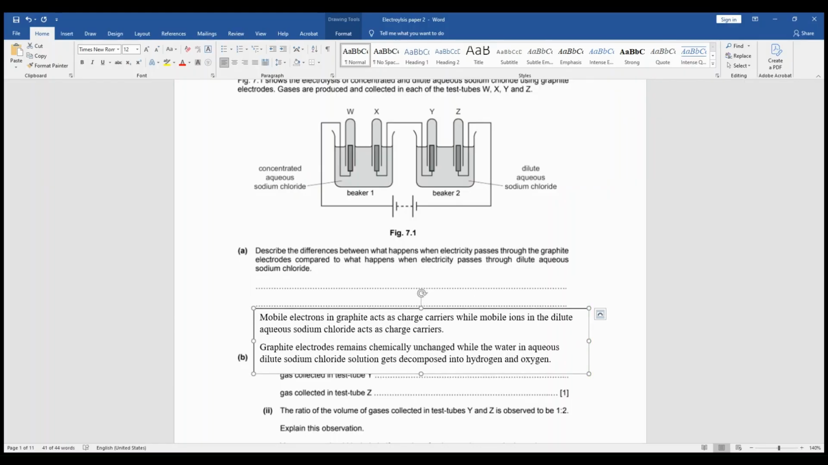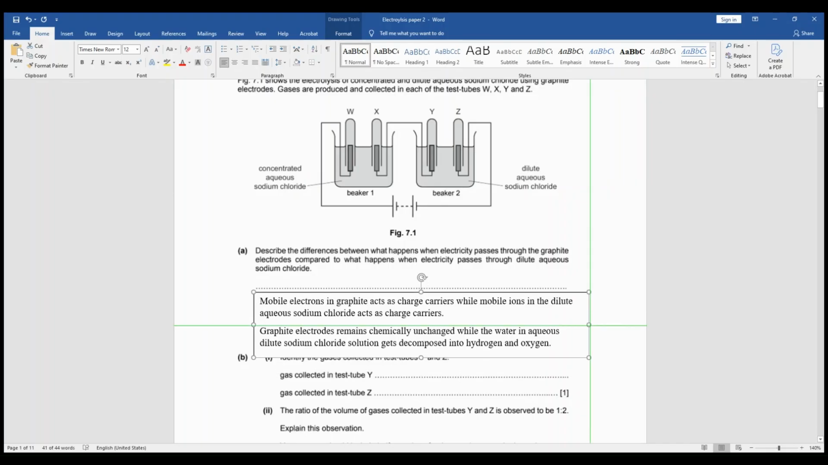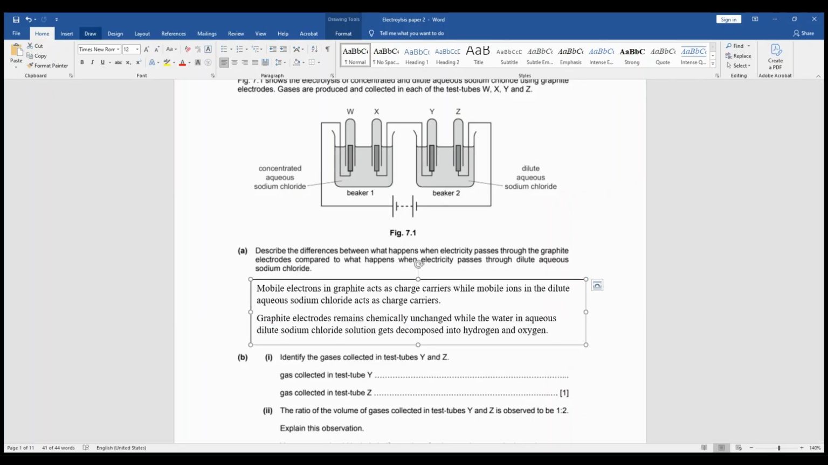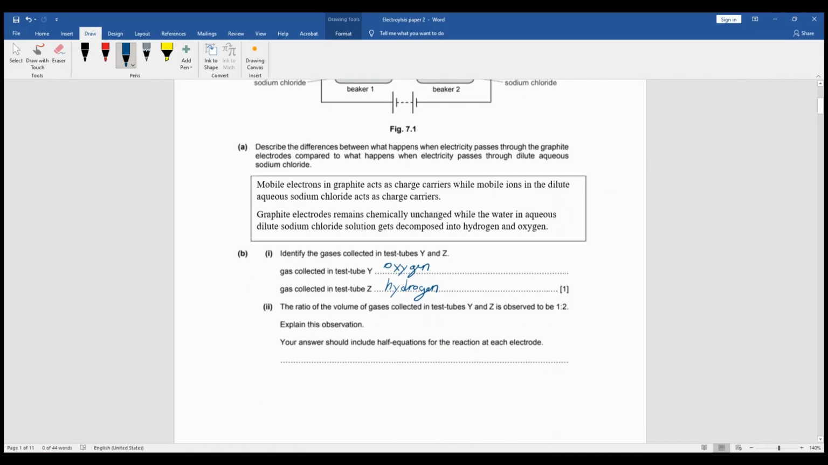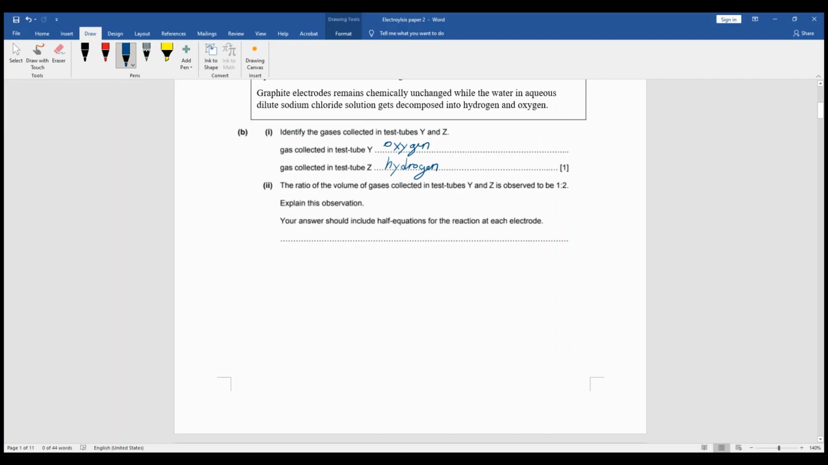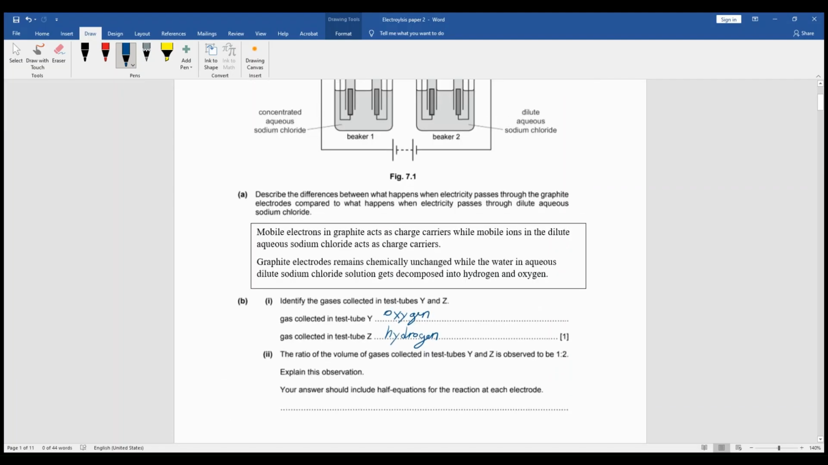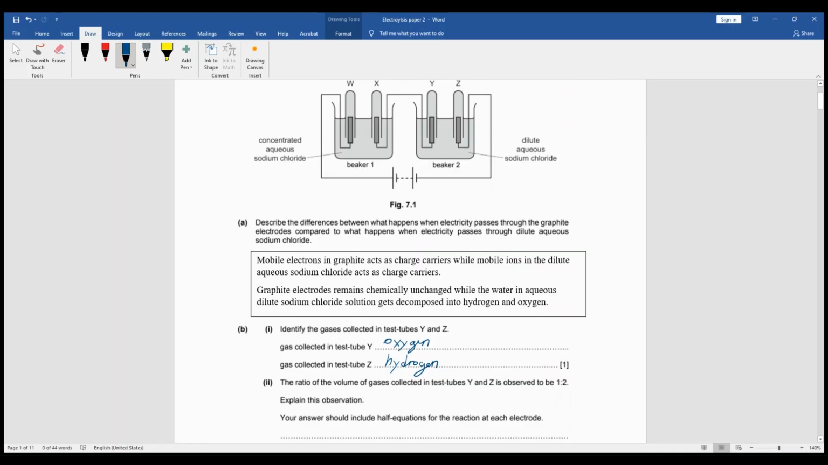It's dilute. This should be oxygen. And then the other one should be hydrogen. The ratio of the volume collected is observed to be 1:2, Y to Z. Yeah, H2O, so it makes sense. Explain this observation. You may include half equation.